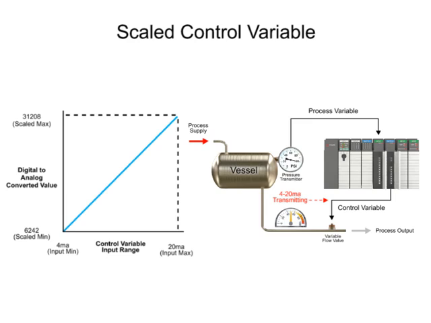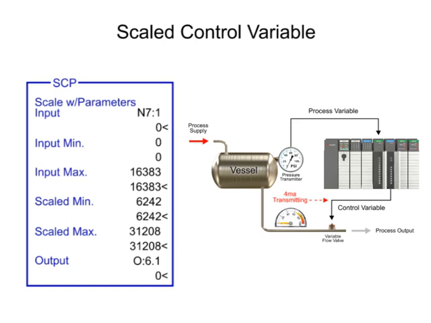The analog output module converts the digital value in the range of 6242 to 31208 to an analog signal of 4 to 20 milliamps. The analog signal is then sent to the flow valve, where the operating range is adjusted between 0 and 100%.